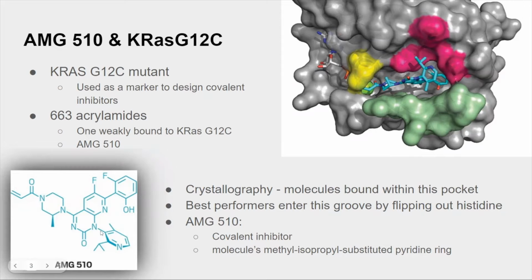Hello, everyone. I will be touching upon the importance and the biochemical aspect of AMG 510 and its interaction with the mutant KRAS protein, KRAS G12C. Researchers vetted and screened 663 acrylamides for possible binding interaction with the pockets of inactive KRAS G12C protein structures.